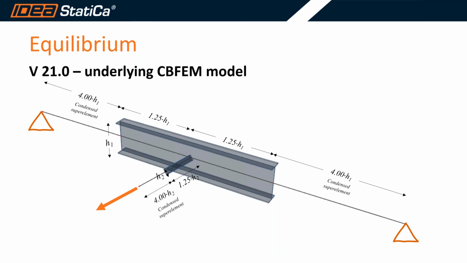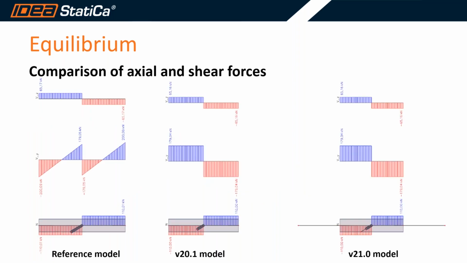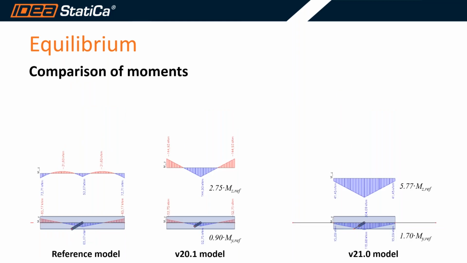Let's see the impact of this in some diagrams I have created for these small structures. So I have the reference model and the internal force diagrams that are produced by the application of the lateral load. And one can say that all models have similar axial and shear forces at the region of the connection. However, if we look at the moments for all these models, we can clearly see that the moments are very, very different from the reference model.